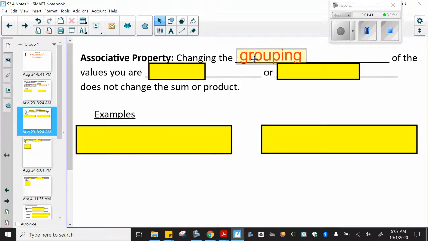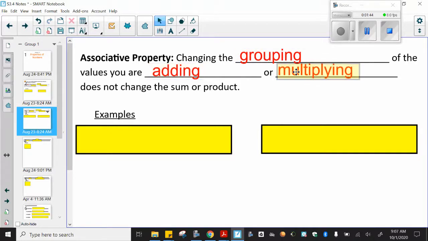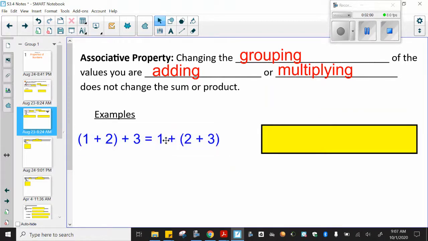Next, associative property. Changing the grouping of the values you are adding or multiplying does not change the sum or product. Grouping. Remember, an associate is somebody that you are connected with, like working, right? So we're talking associative property, who the numbers associate with doesn't change the sum or the product. Here's an example. We could put the quantity 1 plus 2, plus 3, is the same thing as 1 plus the quantity 2 plus 3. If we follow order of operations, we would have 3 plus 3 to make 6. Here we'd have 2 plus 3 to make 5, plus 1 makes 6, right? Doesn't matter how these are grouped.